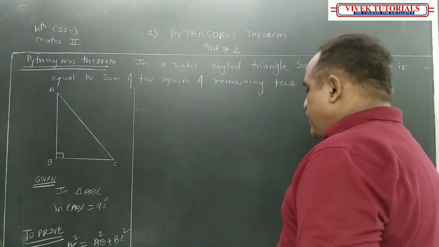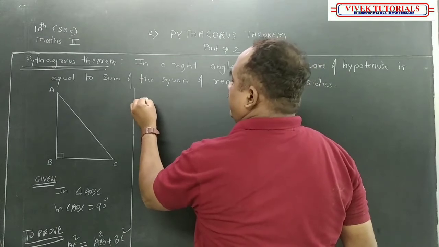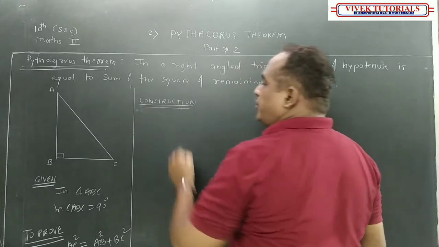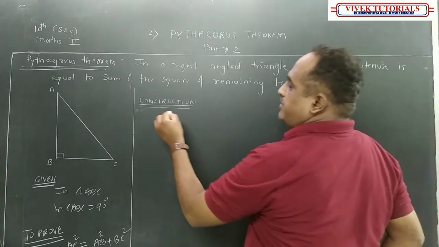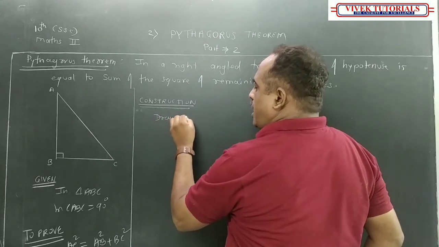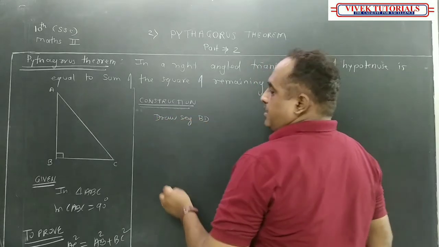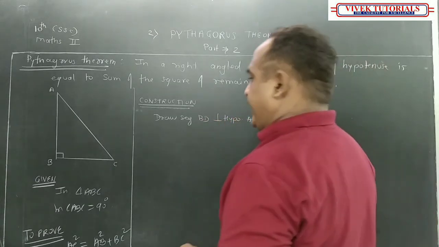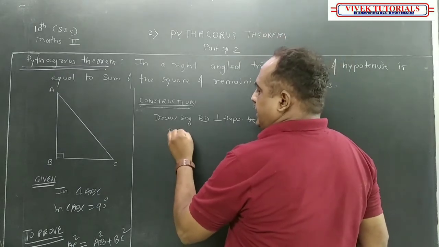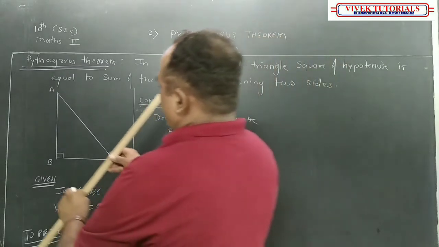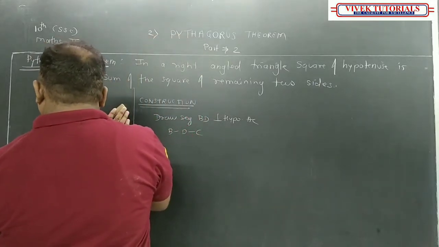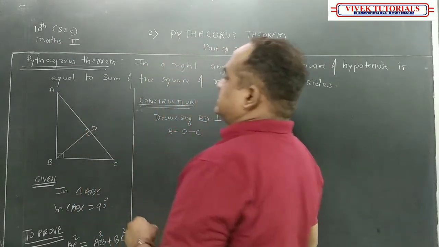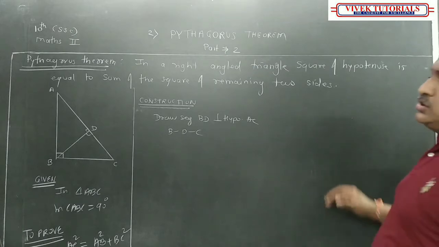Okay, now we are going to do construction. What construction we are going to do? We are going to draw a segment. So, draw segment BD perpendicular to hypotenuse AC. Is it right? And B, D and C are collinear points. So, we are going to draw a perpendicular from B. This is again 90 degree. And this is D. You got it now? So, proof.